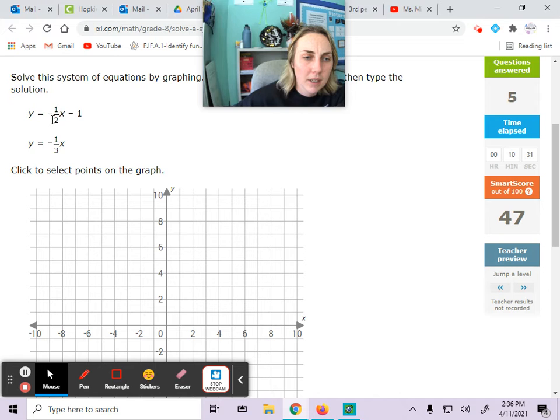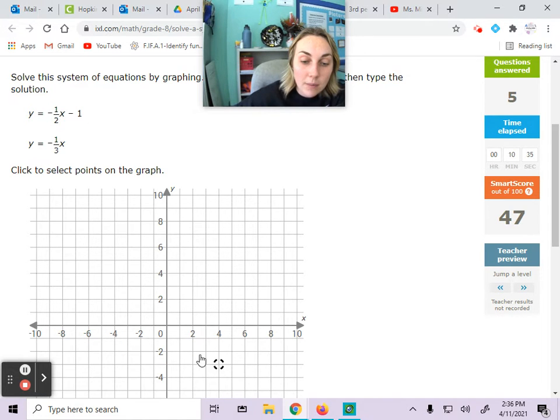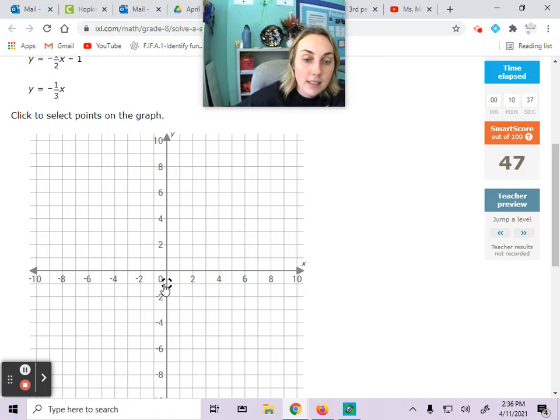let's go ahead and first plot this point right here. So my y-intercept is -1, so on here I'm going to locate my -1 on the y-axis. It's right here. And then my slope is -1/2, so I'm going to rise -1 times. I'm going to run 2 times, so that's that line.